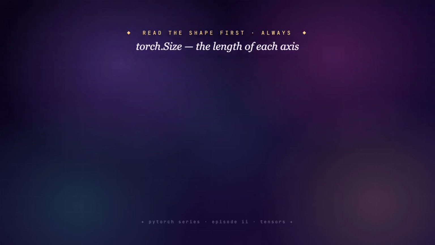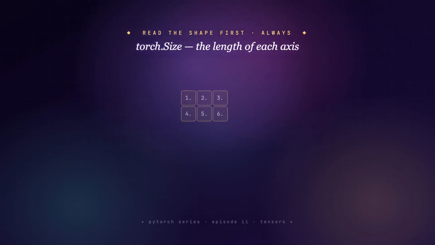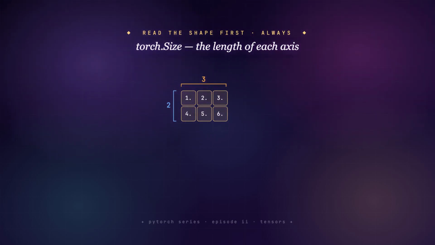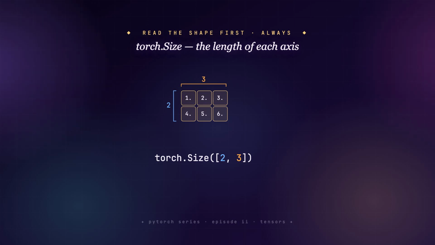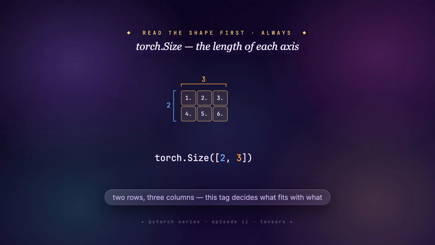And here's the thing that took me embarrassingly long to internalize. In PyTorch, the shape is everything. When you print a tensor and PyTorch tells you size 2 by 3, it's handing you the single most important fact about that object. 2 rows, 3 columns. That little list of numbers is the tag that decides what fits with what. 9 out of 10 bugs you'll ever hit in this course are shape mismatches. Learn to read the shape first, always, and most of those bugs never get a chance to bite you.